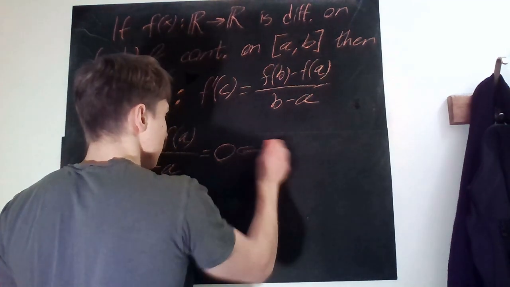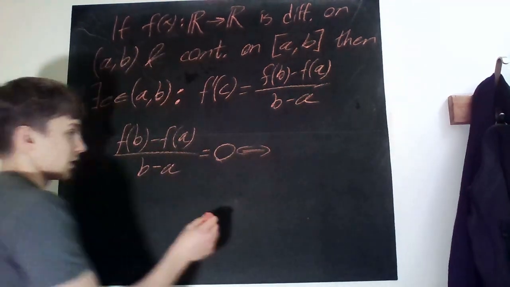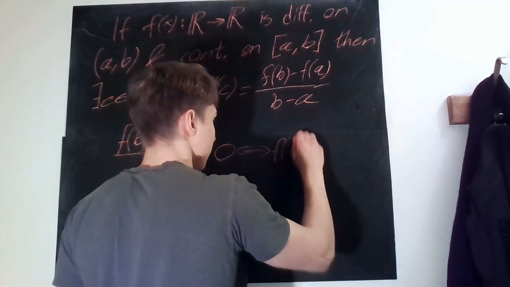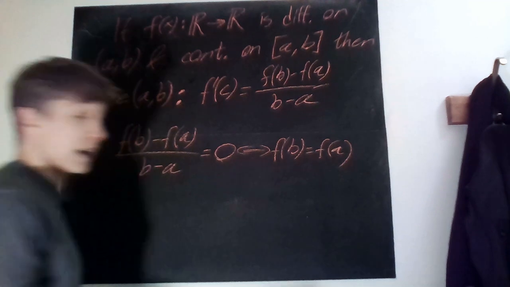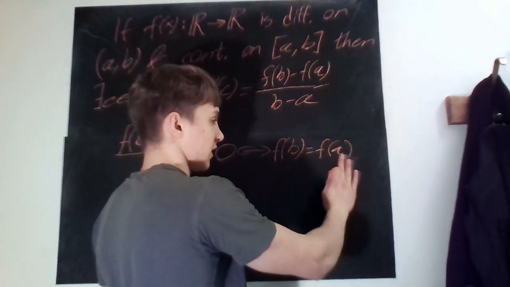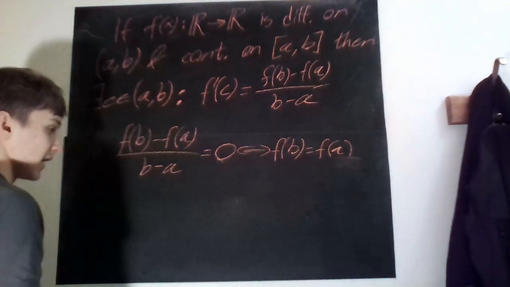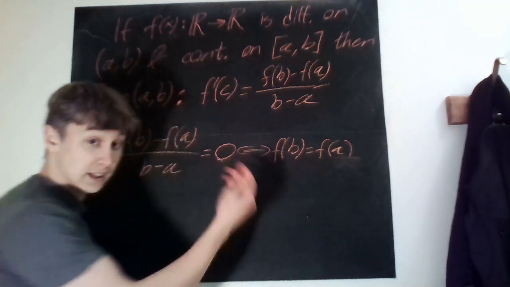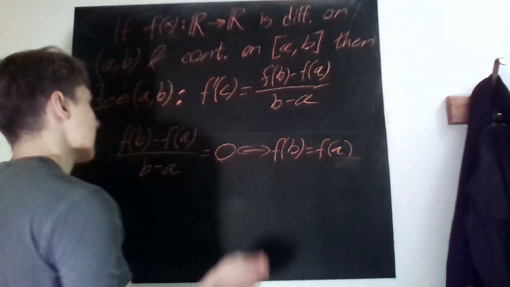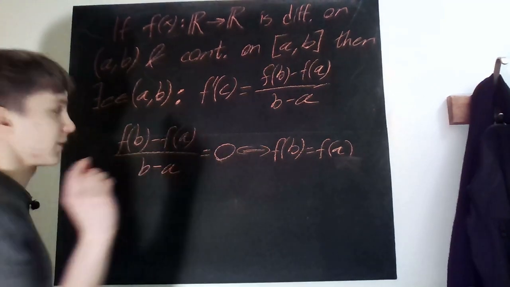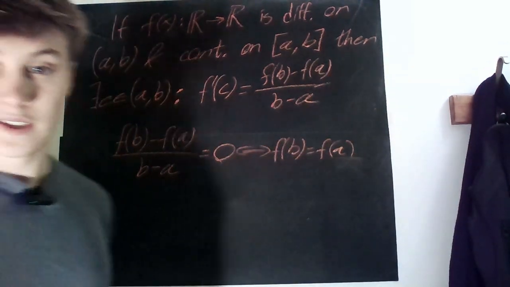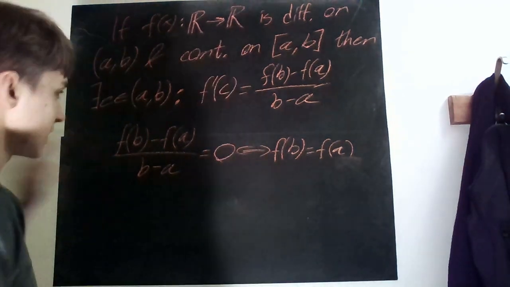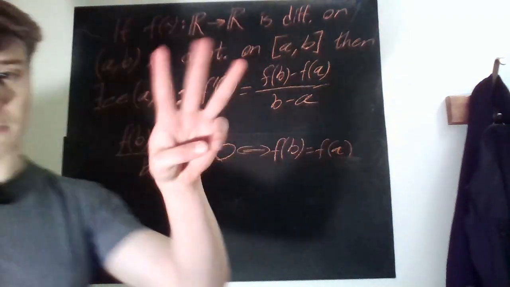Which means, because b and a are not the same, that f of b is equal to f of a for any pair a and b which are not the same. If you can pick any pair and they're always the same, that means the function is constant everywhere. So yes, that was kind of easy. And now we're moving on to the third part, which is a bit more tricky.